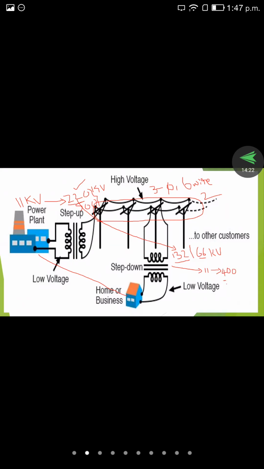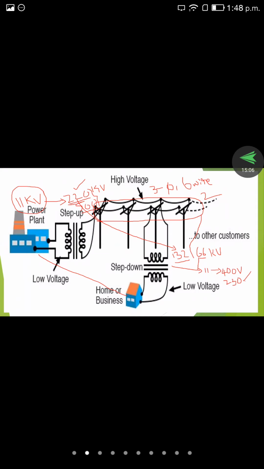In the generating station, the power is produced at 11 kV. From a transmission point of view, the 11 kV is stepped up into 220 kV and 500 kV. This high voltage is transmitted by means of the transmission lines. After that it will be stepped down into 132 kV or 66 kV. Then again finally it will be stepped down into 11 kV. Finally from 11 kV it will be stepped down into two voltages.